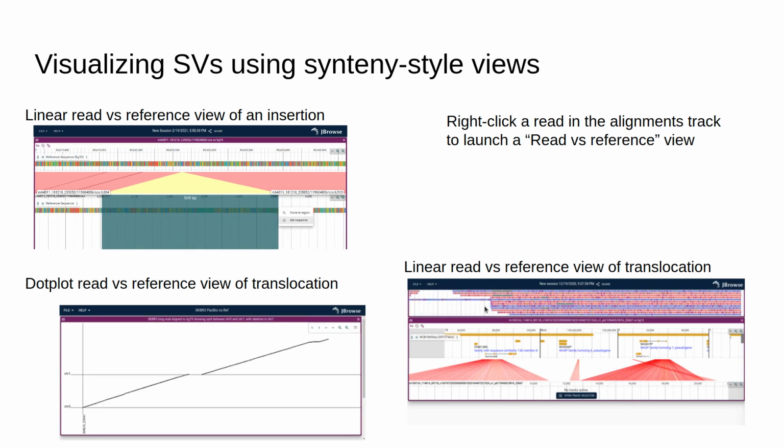We can also visualize SVs using Synteny style views. For example, if we compare a read versus the reference of a read that contains a large insertion, we can see that it contains the bases on the bottom that are not in the reference genome. We can open this also in a dot plot context, and we can also see really complex interchromosomal translocations where the read is split aligned to, in this example, chromosome 12, X, and 1.